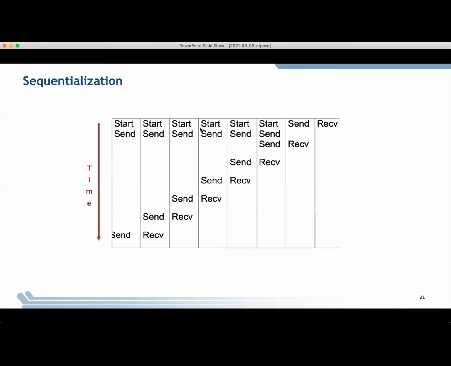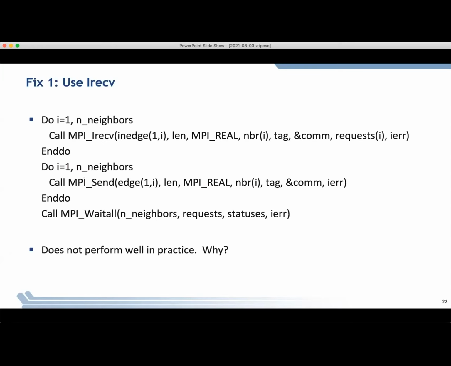But this is still bad. This is basically doing send and receive one at a time, when we can probably do better than that. The hardware and the software on the system can usually handle more than one operation at once. So how can we enable that in our application? How can we prevent this sequentialization from happening in your application? So, fix number one. We're going to go through a couple of fixes here.